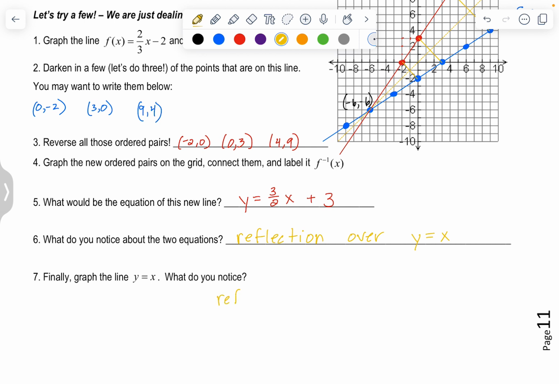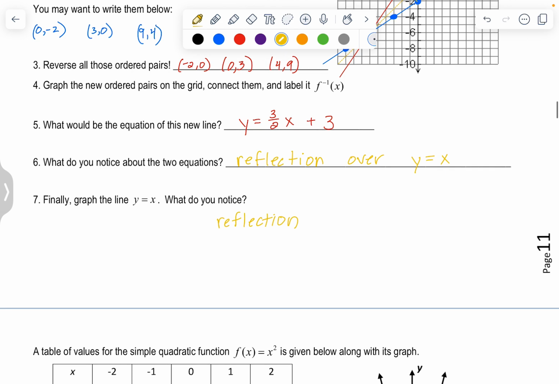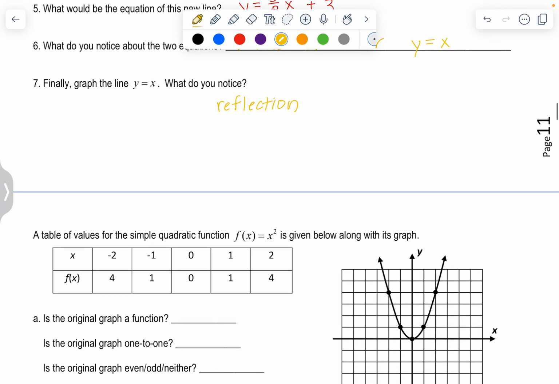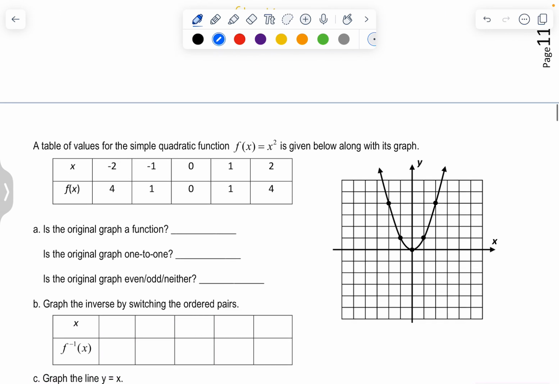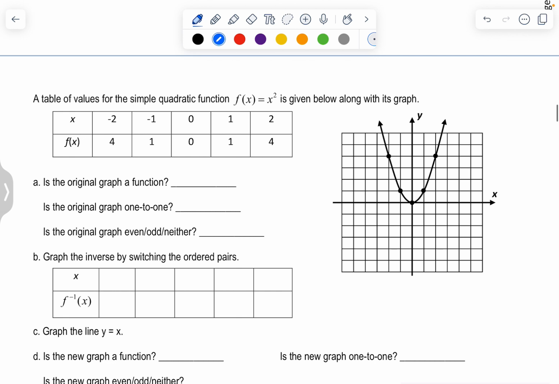So what do you notice here? That's a reflection. We just said that. Right? It is a reflection over the line y equals x. All right. The next example is one of our other parent functions.